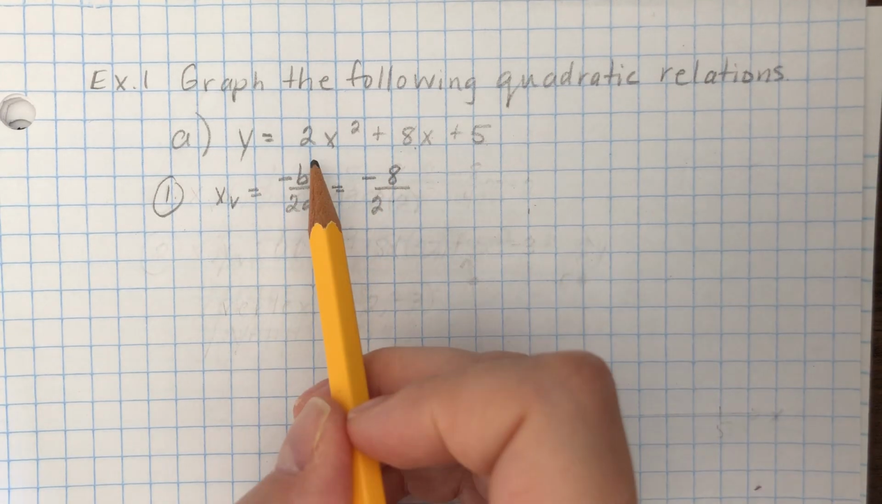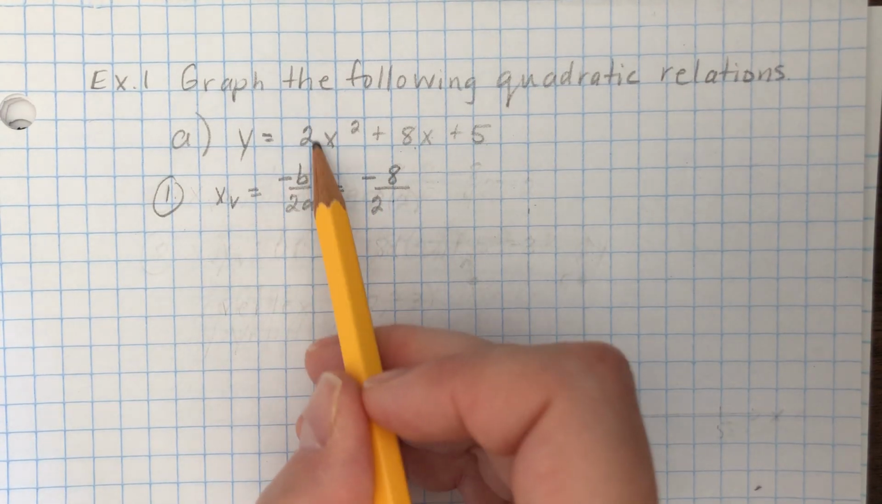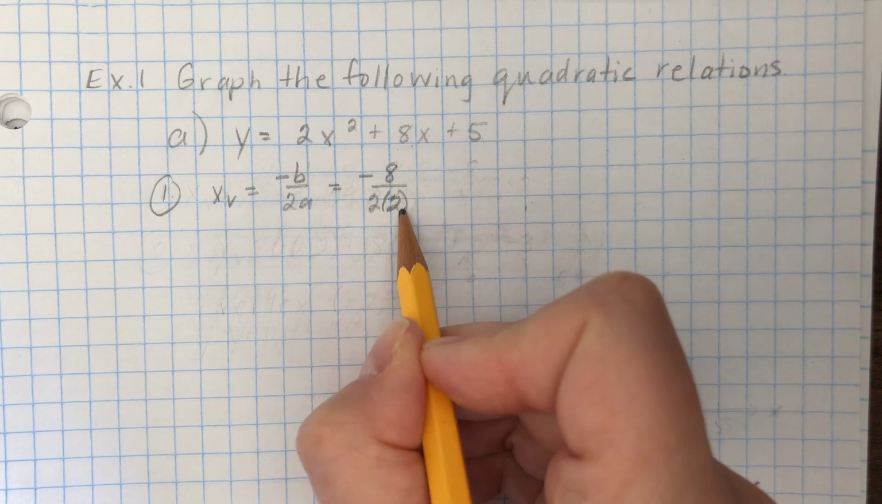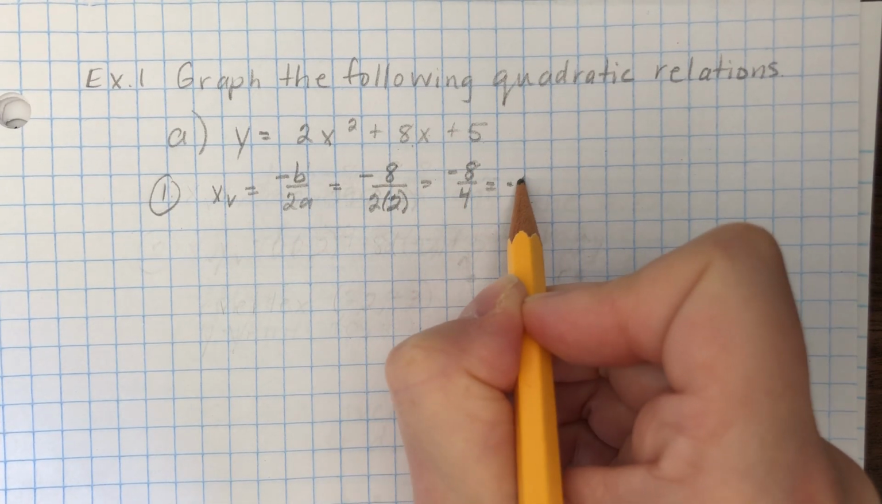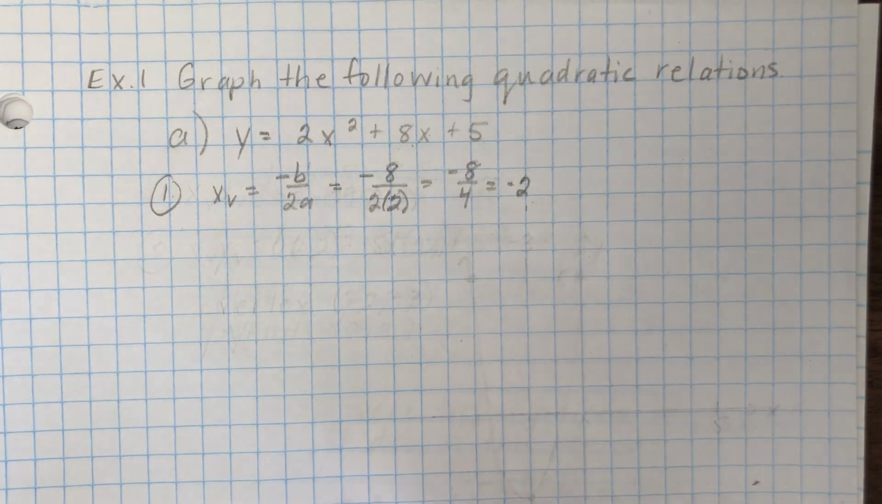And then a is the coefficient of x squared. In this case it's 2, so in the denominator we're going to sub in 2. This gives us negative 8 over 4, or negative 2. So negative 2 is the x-coordinate of the vertex.